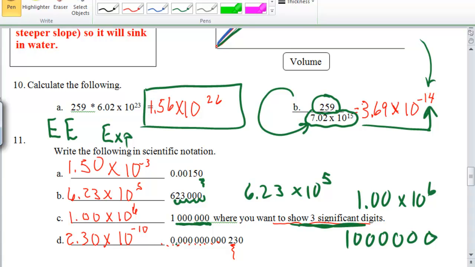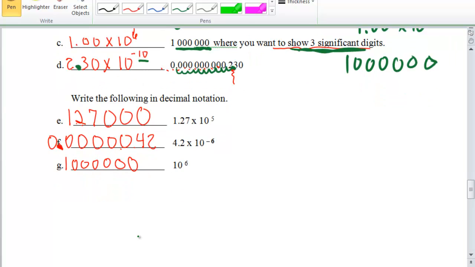In this problem, we're moving the decimal place 1, 2, 3, 4, 5, 6, 7, 8, 9, 10 places. So to get it back to its original location from here, we'd have to move 10 places in the negative direction on the number line. So that seems to match up. Okay, what else have we got here? We're just doing those, writing them as decimal notation.